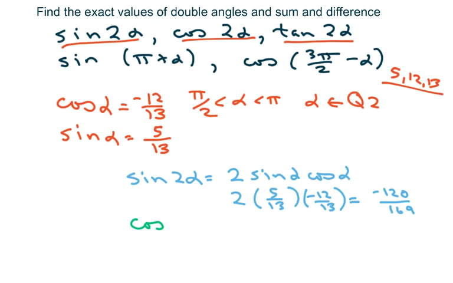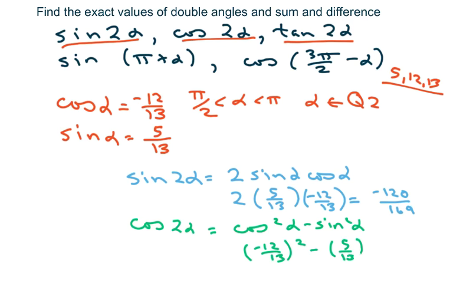All right, the next one we're going to find is cosine of 2 alpha. There are 3 identities for this. I just use this one, that way I don't have to get the common denominator. So we have negative 12 over 13 squared minus 5 over 13 squared. And that's going to give us negative 119 over 169.